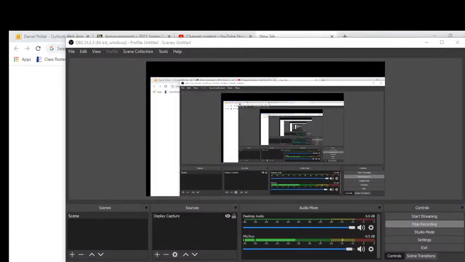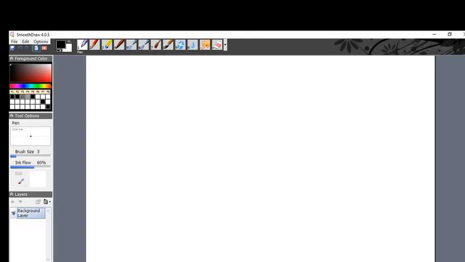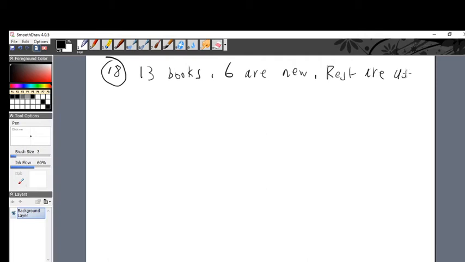Here we go. 18 is a pretty straightforward one. I think you'll agree in a second that it's pretty easy. It won't take long. Here's the information. 13 books. Wherever they are, they're 13 books. 6 are new. The rest of the books are old, or used. Old, used, whatever.